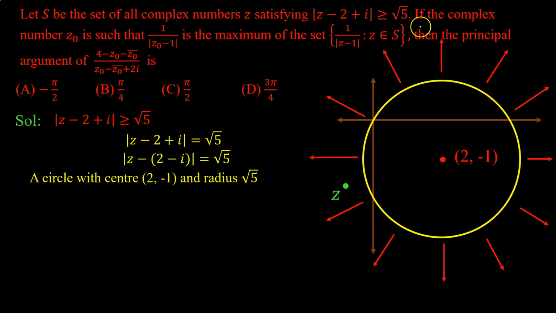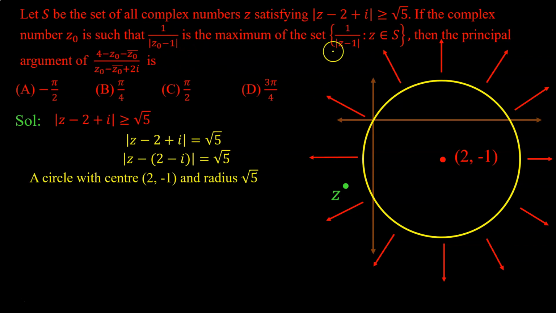Now the second condition they are giving is: the complex number Z0 is such that 1 by modulus of Z0 minus 1 is the maximum of the set 1 by modulus of Z minus 1 for all Z belonging to S. That means if we take any complex number from the set S, any point in this region, Z0 is that point for which this quantity, 1 by magnitude of Z0 minus 1, is highest.